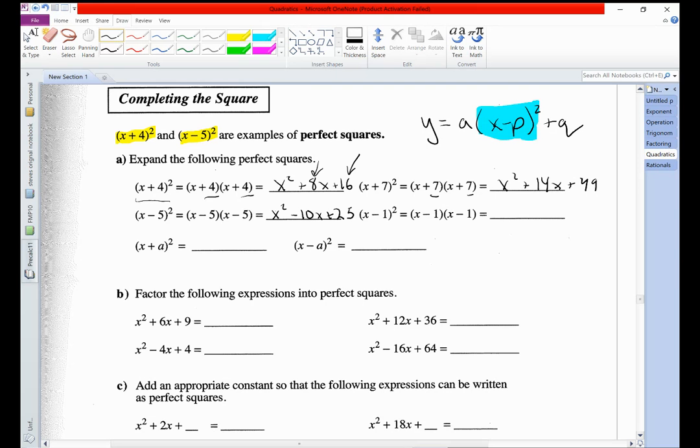I'm not going to do the last example, but they've got a couple of general examples here. So (x plus a) squared is always going to be x squared plus 2ax plus a squared, whatever a is. A is your constant or any kind of value.